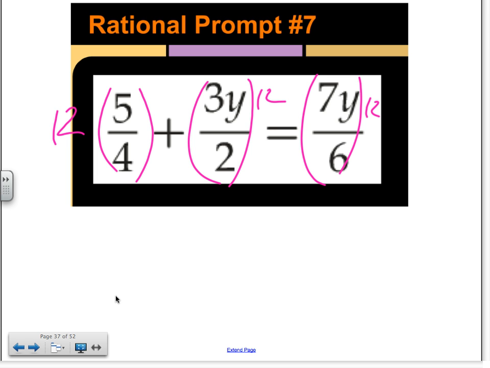What do we want to do here? You want to multiply 12 times 5 to get 60, divided by 4? Or you like to cross cancel first, then multiply? Well, let's cross cancel. 12 cross cancels with the 4. 3 times 5? 15. That's a lot easier, right?